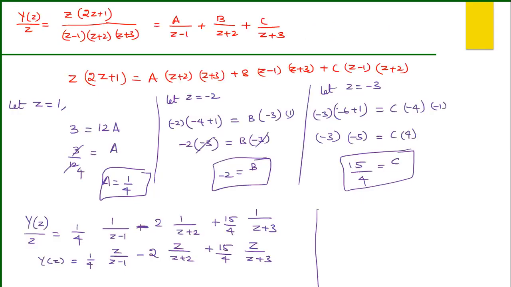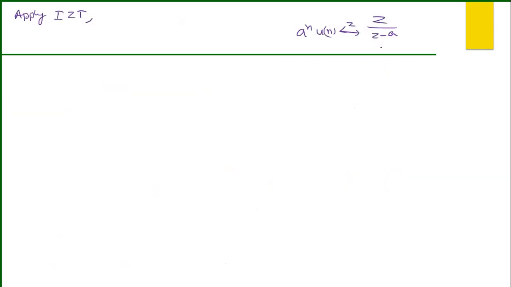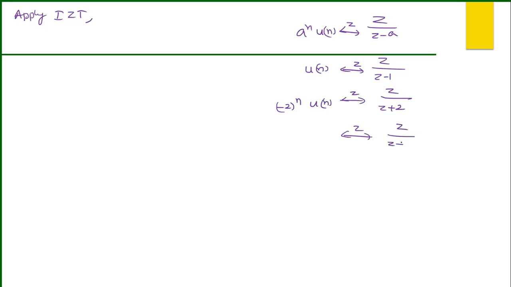Apply inverse z transform. So a power n u of n, its z transform is z by z minus a. What terms are there? z minus 1, z plus 2, z plus 3. Now z by z minus 1, that means that is u of n. z by z plus 2, a value is minus 2, that is minus 2 whole power n into u of n. Similarly, z by z plus 3, that means minus 3 whole power n into u of n.